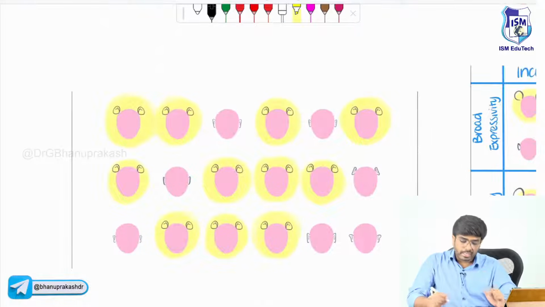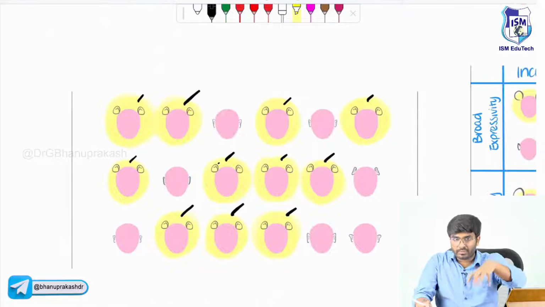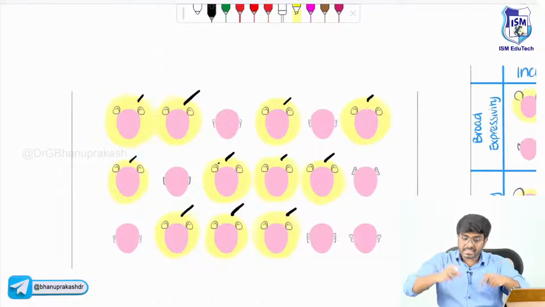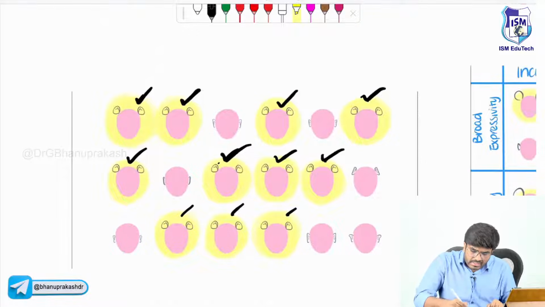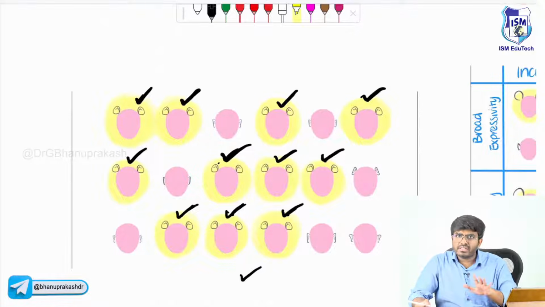But even look at the affected individuals. In this example I am giving, these are the affected individuals. Are they having the same size ears? Yes, they are all having the same size ears. So what is the expressivity? Is a wide range of expressivity there? No, there is a narrow range of expressivity. All are having the same type of expression, the same type of phenotype. Here the gene mutation is there, and all the affected patients have the same type of phenotype.